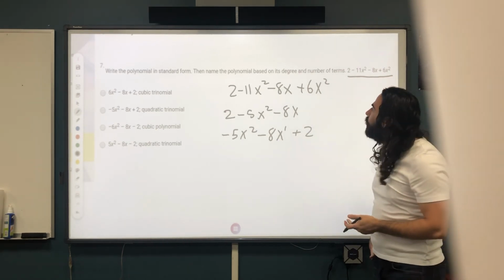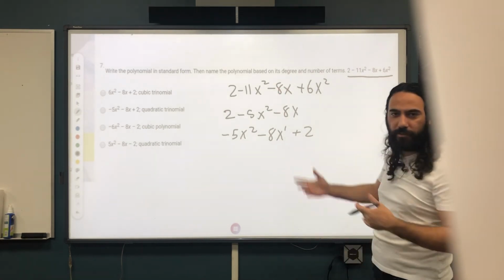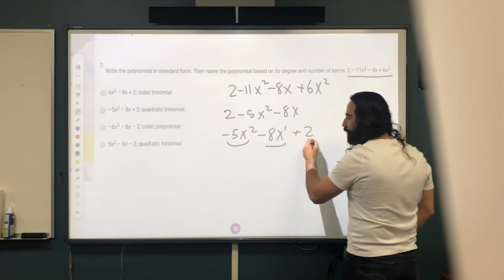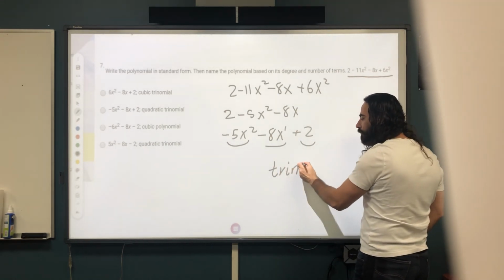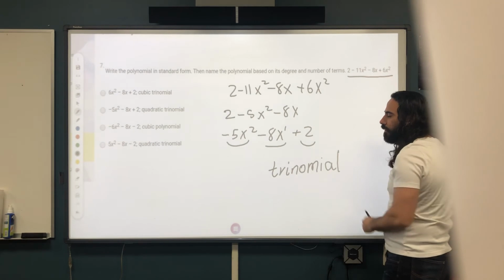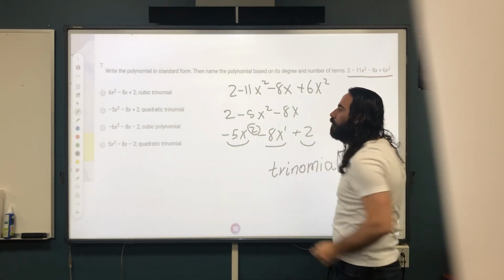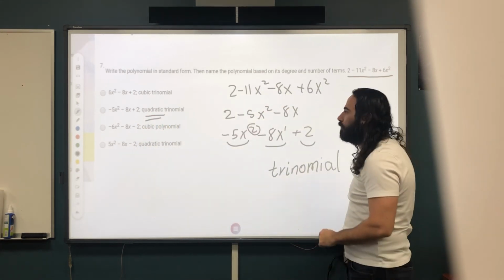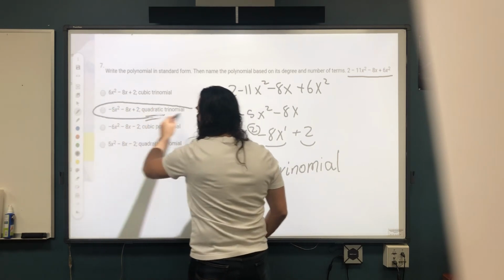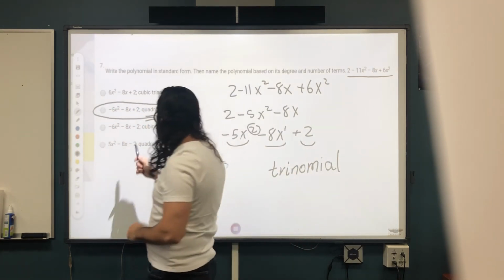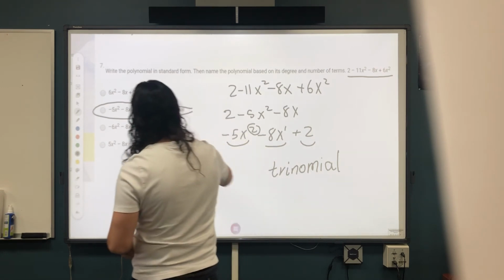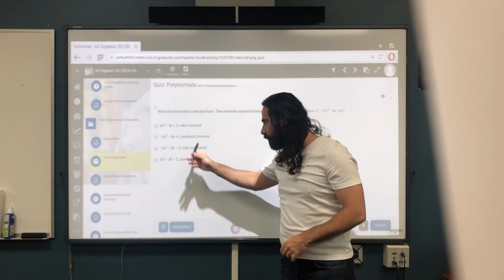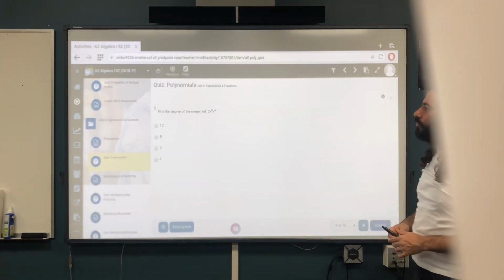Now, after that, you need to name the polynomial. We need to give it its name. So the name is, how many terms do we have? We have 3 terms. So it's going to be a trinomial. And we have a squared. So when you have a squared, it's going to be quadratic. Quadratic trinomial. And the answer will be the second one. Negative 5x squared minus 8x plus 2. That is the answer.